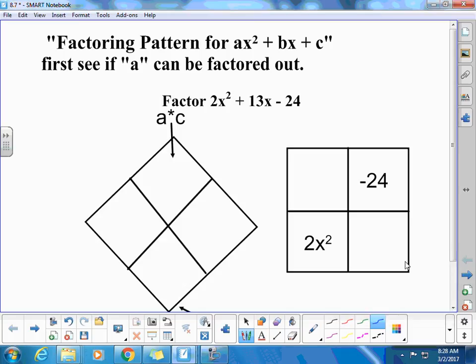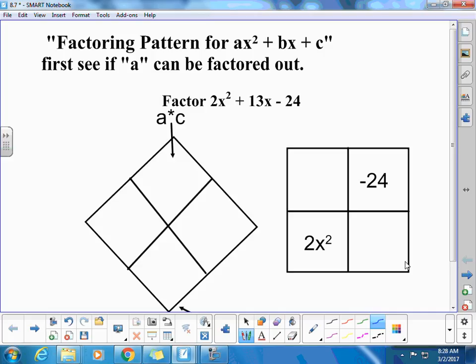All right, 8.7, factoring when there's a number in front of the x squared. Now we're getting into the fun stuff. So, factoring pattern for ax squared plus bx plus c. First and foremost, always see if you can factor out something. That's always the rule for factoring. Factor out a number if you can.